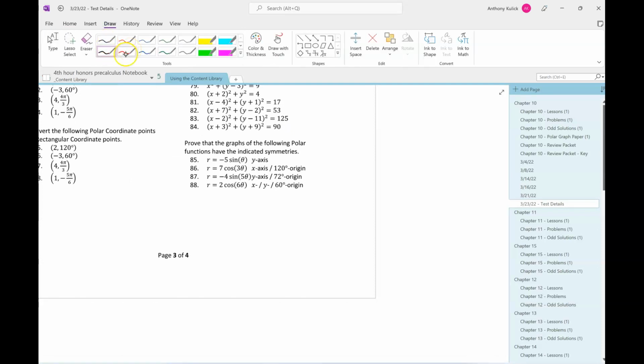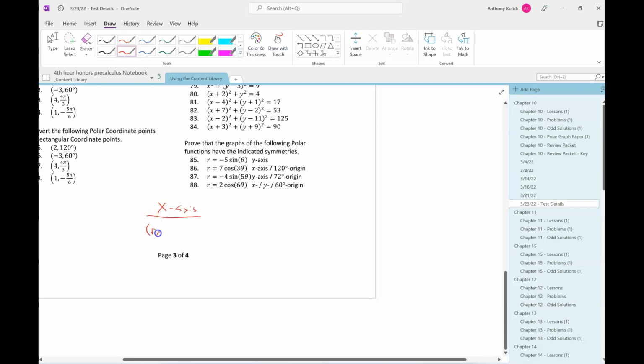So for the x-axis symmetry, we know we're going to be replacing theta with negative theta. For the y-axis symmetry, we're going to replace both r and theta with negatives. And for the 60-degree point symmetry, we're going to replace theta with theta plus 60. So just kind of knock these out one at a time.